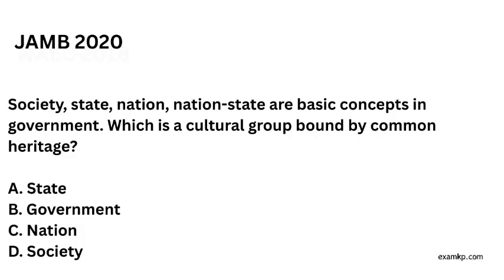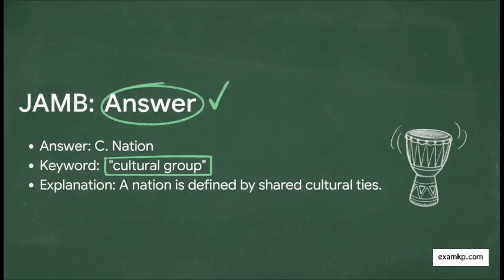All right, next up, a question from JAMB. Let's look for the keywords here. Cultural group and common heritage. Right away, which of our definitions does that sound like? The answer has to be C, nation. It's a perfect fit. Remember what we said. The nation is all about that shared cultural identity. State is political. Government is functional. The key word cultural is the examiner's direct clue to you.